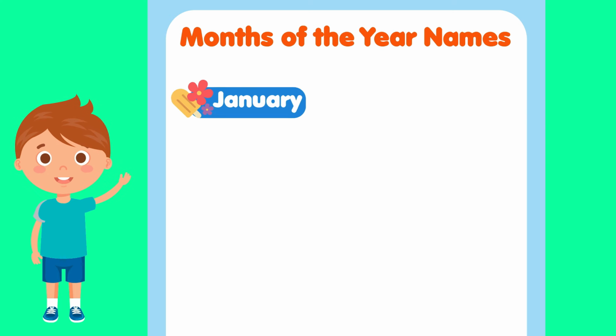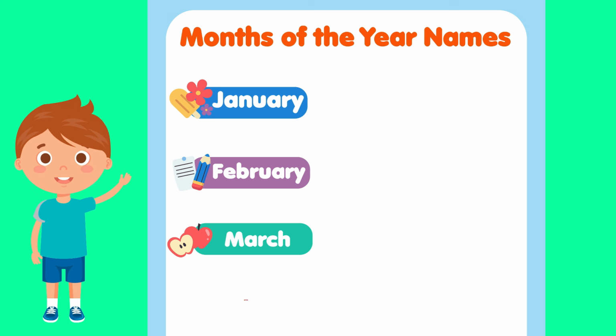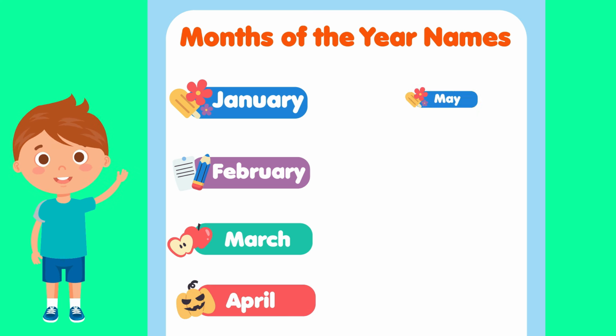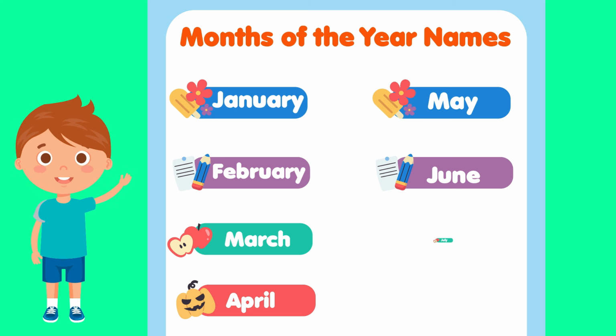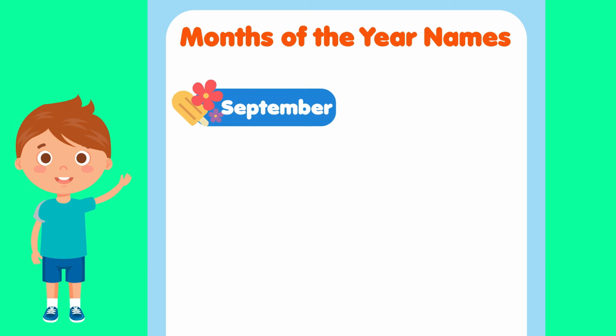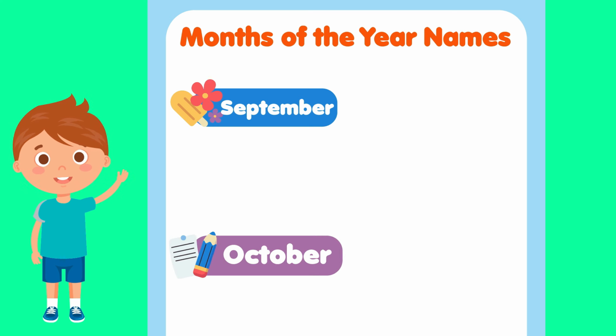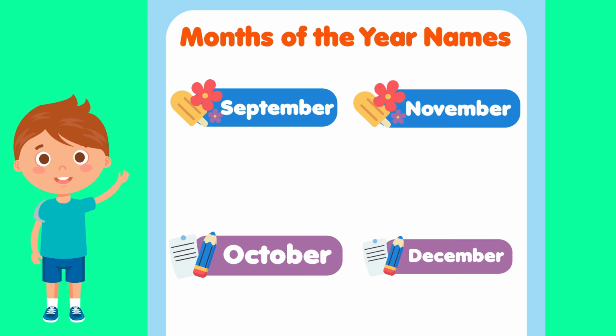The months of the year are: January, February, March, April, May, June, July, August, September, October, November, December.